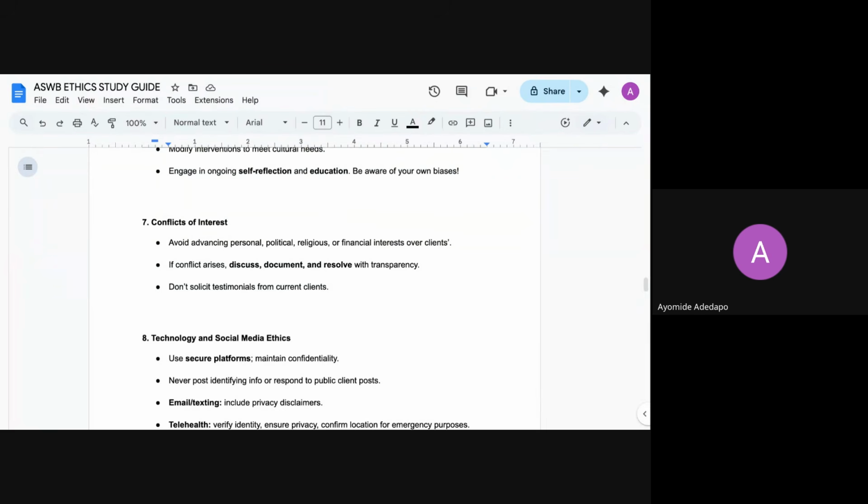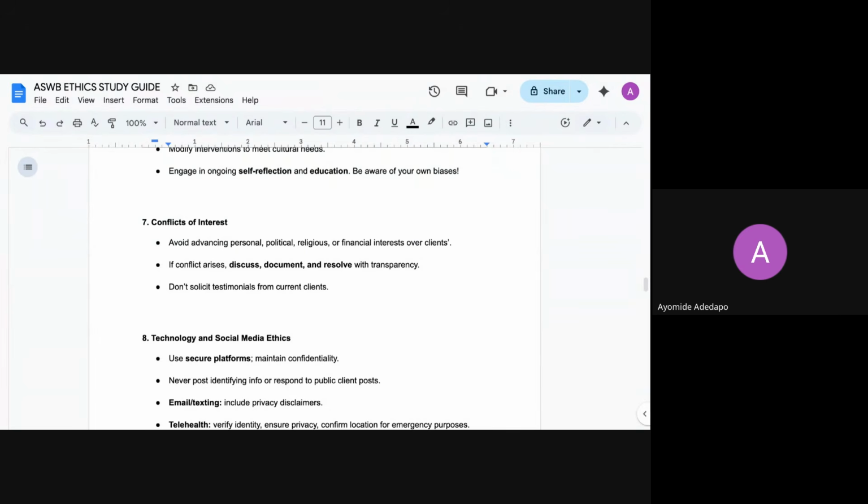Like I was saying before, we avoid advancing any kind of personal, political, religious, or financial interest over our clients, right? The space that we have with our clients is not for us, it's for them. And you want to remember that. Okay, very big. And I know with what's going on in the world right now, I'm pretty sure they're going to start including more questions like that on the exam. So please, please remember that.